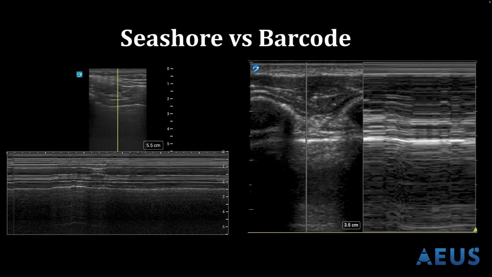Using M-mode, you can further visualize lung sliding. The image on the left represents the seashore sign, which represents normal lung. Compare that to the image on the right, which shows the barcode or stratosphere sign, which represents a pneumothorax. Lung sliding generates a sandy appearance below the pleural line. The absence of lung sliding generates a barcode image with parallel lines both above and below the pleural line.